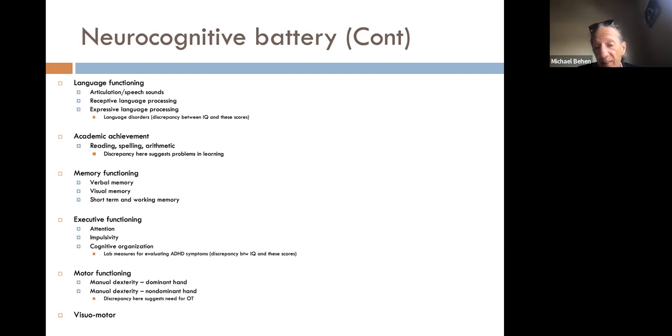Same thing with expressive language scores. What we're interested in is whether those scores are consistent with their global intellect. In some cases they won't be, and in those cases we're going to be concerned about a language disorder. It's very important to understand when there's a language problem, especially in the context of typical levels of intellect.